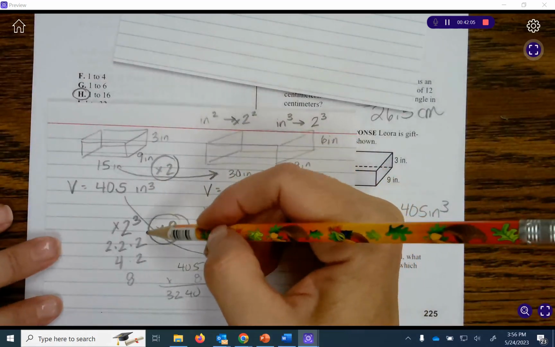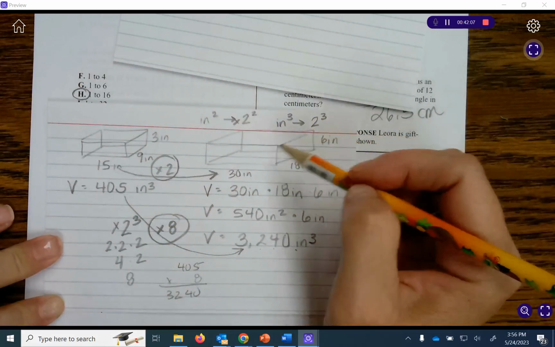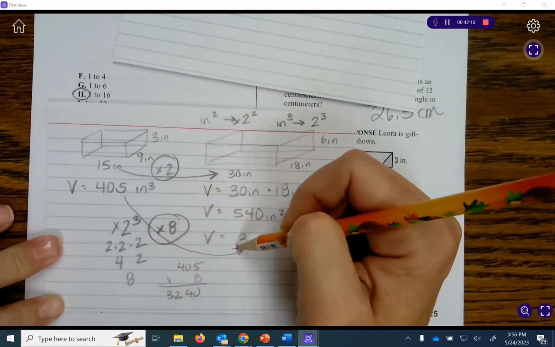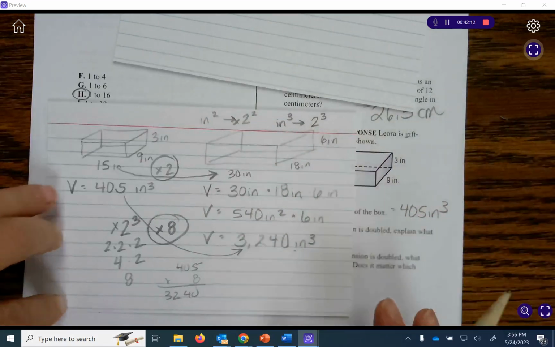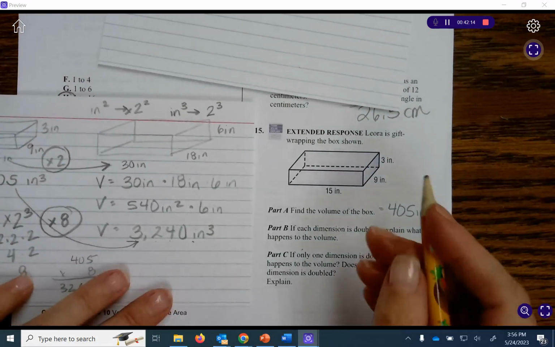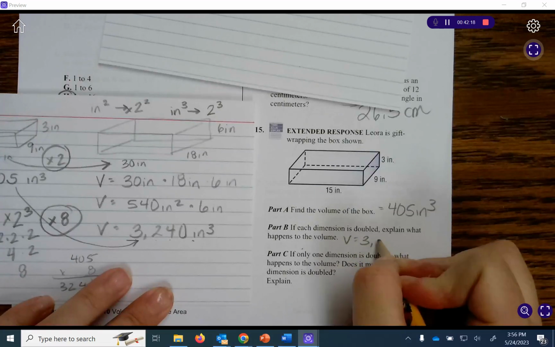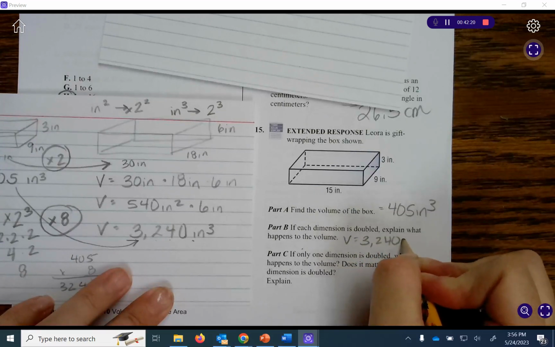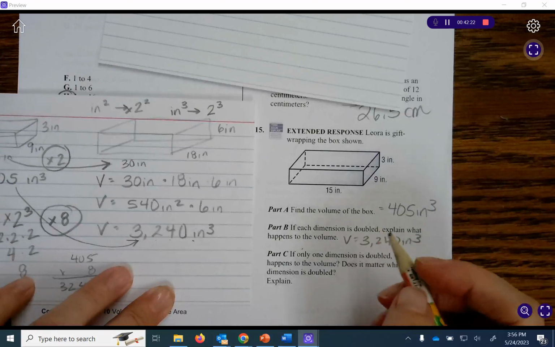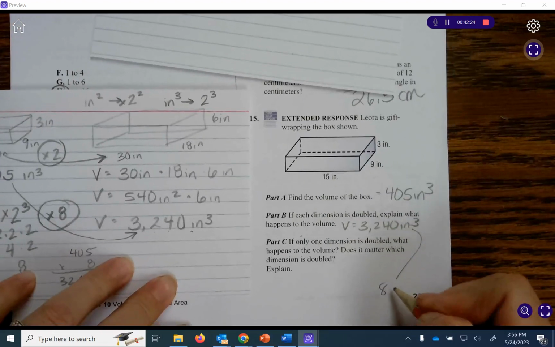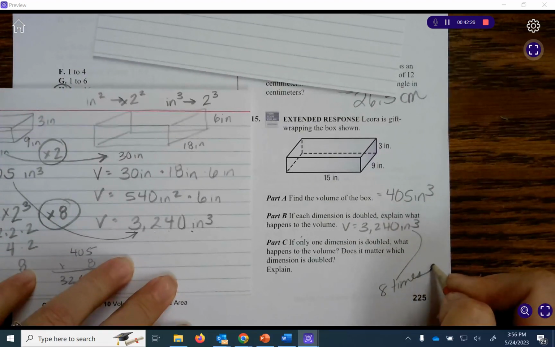So here we had to do it cubed. So when we double each dimension, it's actually going to be 8 times bigger. All right. So the volume equals 3,240 inches cubed, and that is 8 times greater.